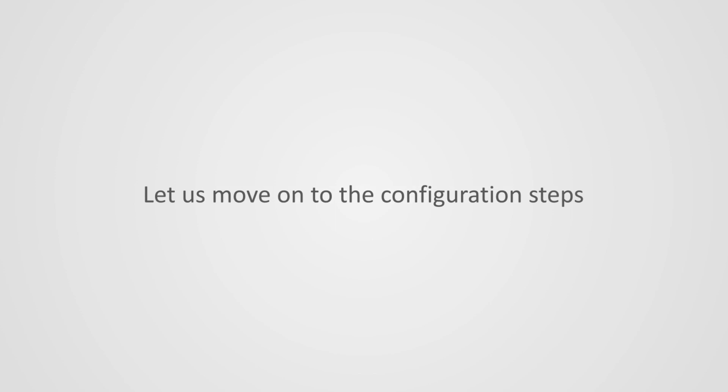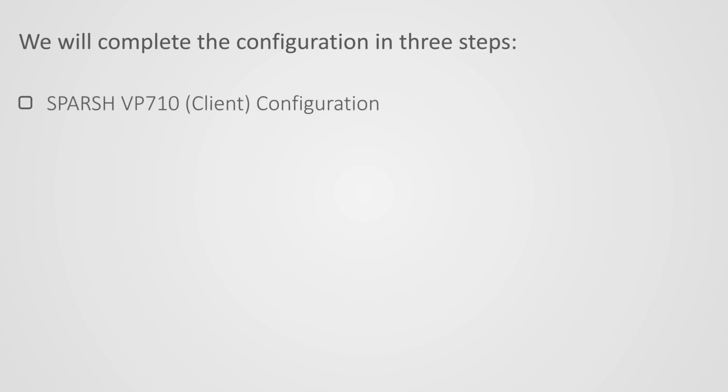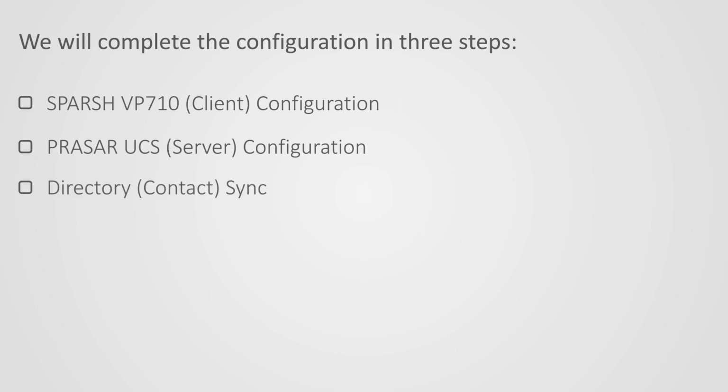Let us move on to the configuration steps. We will complete the configuration in 3 steps: SPARSH VP710, that is client configuration; PRASAR UCS, that is server configuration; and directory, that is contact sync. Let us start with the first step of SPARSH VP710 configuration.